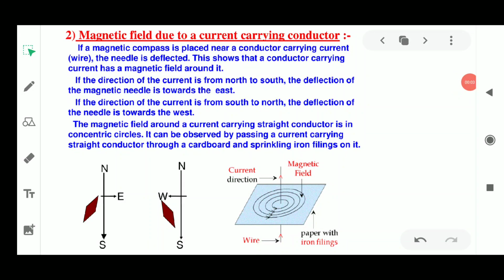Hello students, I am here with another video from the chapter of class 10th NCERT book. The name of the chapter is The Magnetic Field of Electric Current.